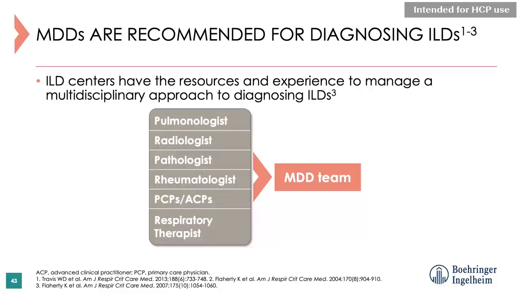One resource we provide at Centers of Excellence is a multidisciplinary discussion. This is where we get pulmonologists, radiologists, pathologists, and sometimes rheumatologists in the same room together. We present our cases from the prior week or two, and we come to a consensus diagnosis. This approach has been shown to increase diagnostic confidence and allows us to move forward with an appropriate treatment plan.